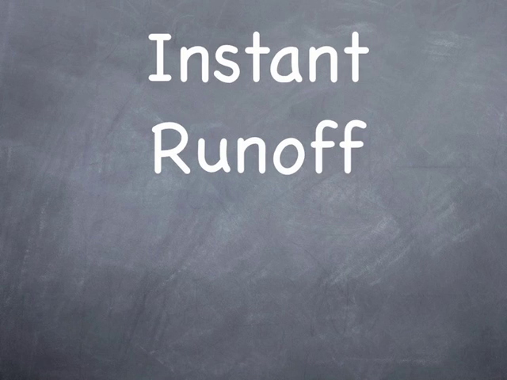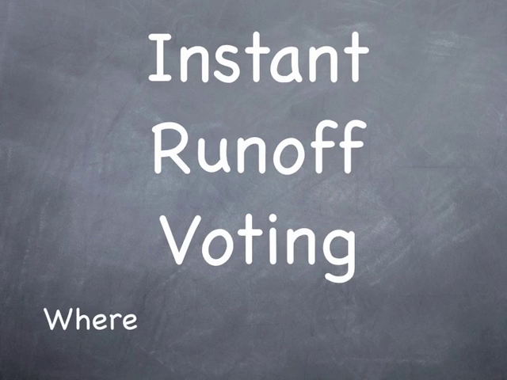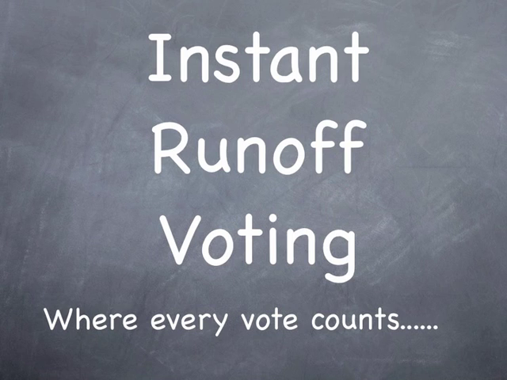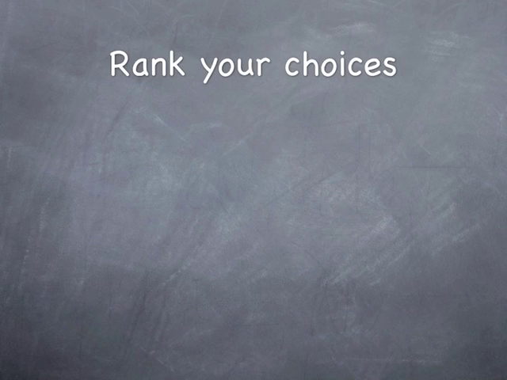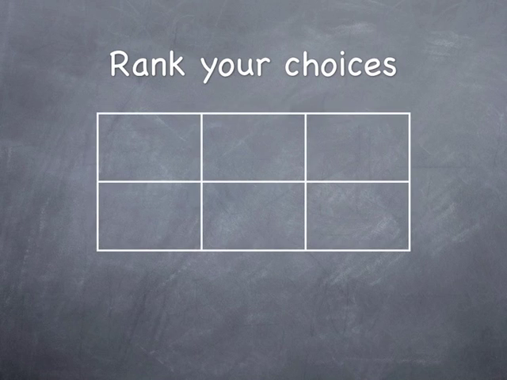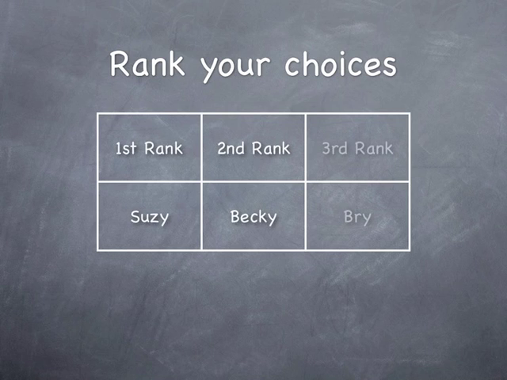Instant Runoff Voting, where every vote counts. Instant runoff voting allows us to rank our choices. I might rank Susie first, Becky second, and Bri third. If Susie doesn't have enough votes, she's eliminated, but my vote goes to Becky. That way my vote isn't wasted.